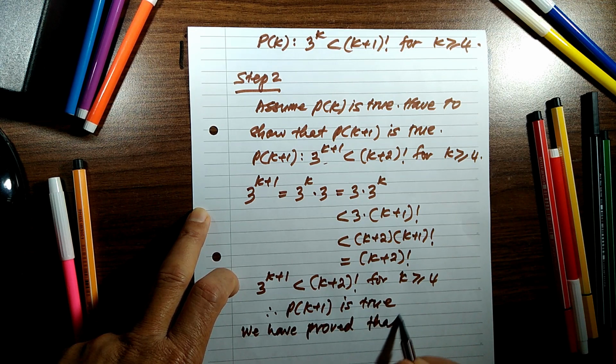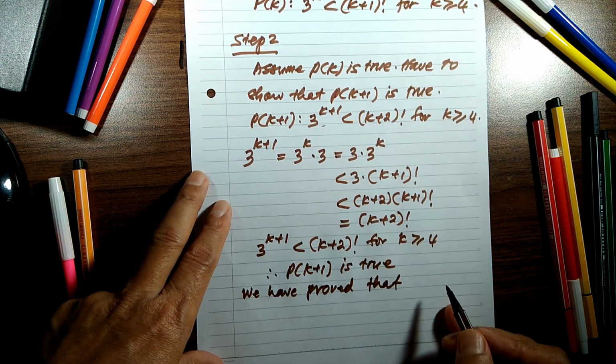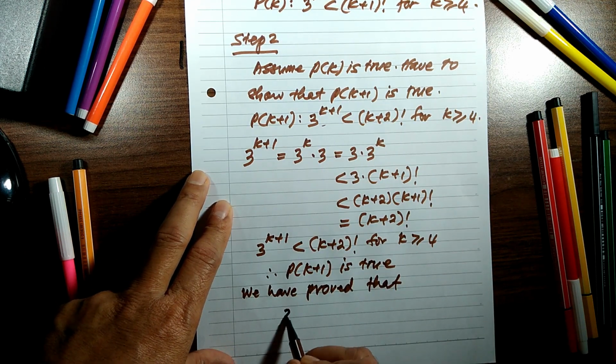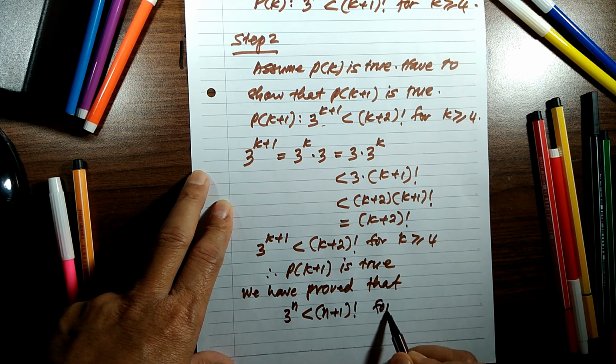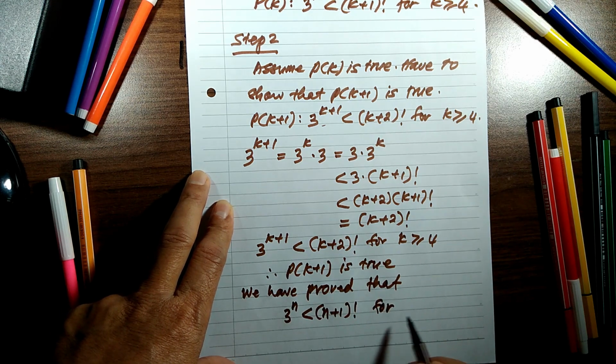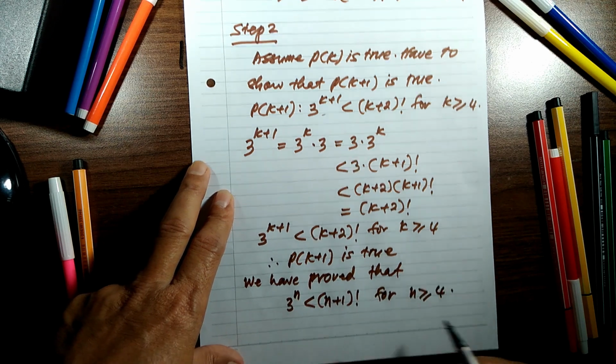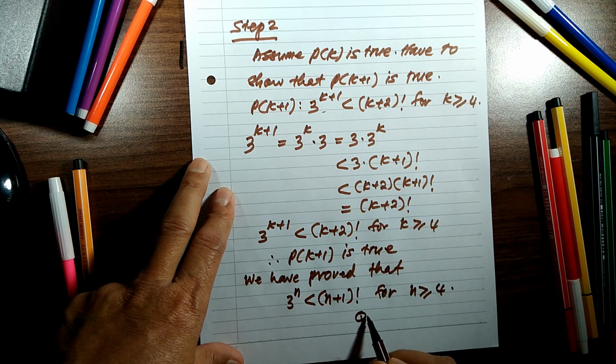We have proof that 3 to the power n is always less than (n plus 1) factorial, specifically for n greater than or equal to 4. So our proof is complete.